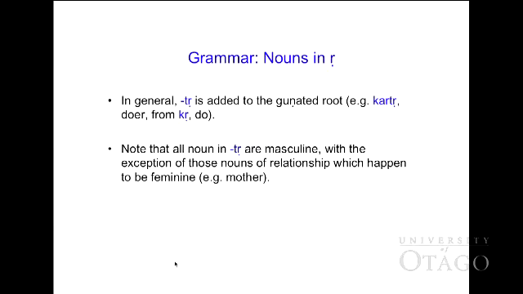Now let's start to study nouns in Ri. The general suffix tri is added to the gunated root from the verb kri, kri guna to kar, plus tri. So we get kartri, meaning doer. Note that all nouns in tri are masculine, with the exception of those nouns of relationship which happen to be feminine, for example, mother or sister.